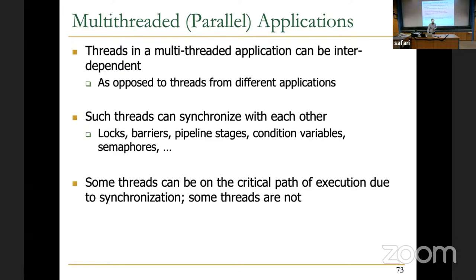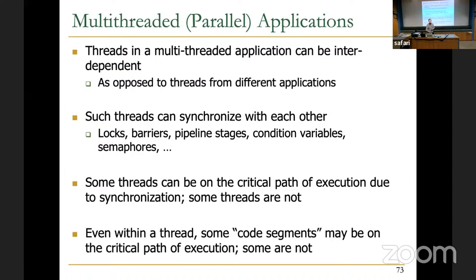So if you have synchronization in your program, some threads can be on the critical path of execution, but some threads are not. Now, even within a thread, some code segments may be on the critical path of execution and some may not. This is actually an interesting concept. You have different threads. One thread is on the critical path of execution because it's holding a lock that is delaying many other threads. We're going to see this concept more when we talk about bottleneck exploration.